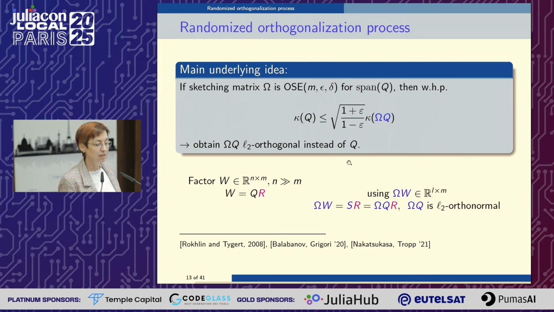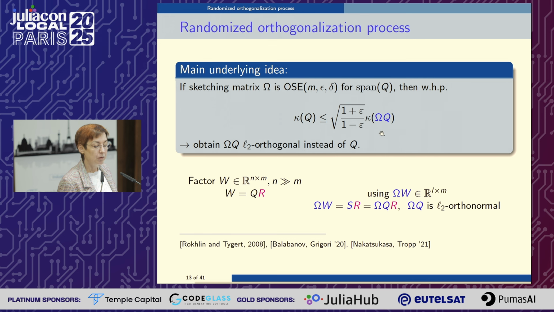And then we have this very nice result which says that if the matrix omega is an oblivious subspace embedding with appropriate parameters for the subspace spanned by the vectors in Q, then we have this result with high probability which says that the condition number of Q is smaller or equal to the square root of (1 plus epsilon) divided by (1 minus epsilon), times the condition number of omega Q.